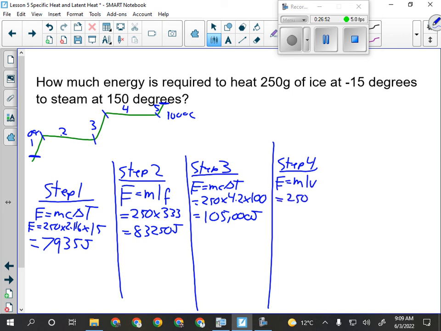250 grams, because the mass of the water doesn't change. It doesn't matter what state it's in. That's how much water I have. Times 2,260 joules per gram. That's LV. 2,260 joules is LV, just like 9.81 is g. It's always the same number.